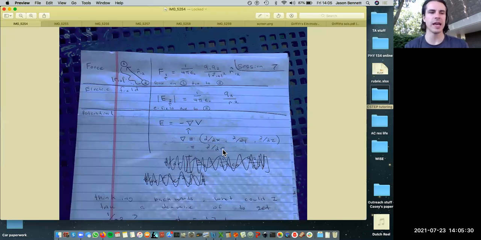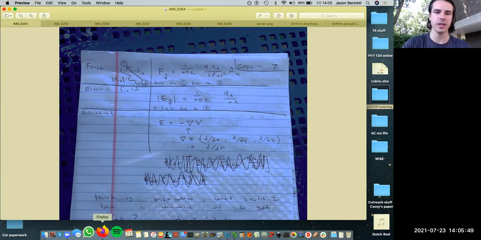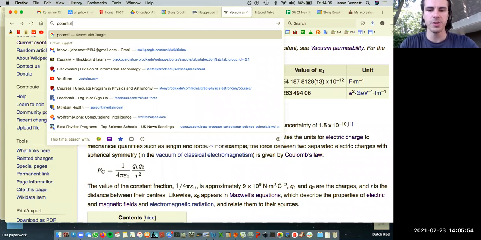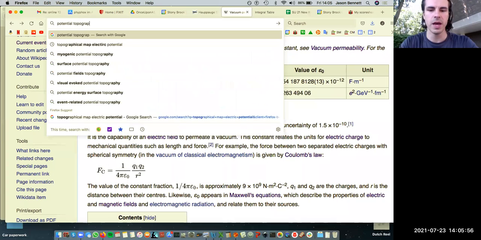If you look at dV over dr, that's just the rise. The dV is how much those numbers change, and dr is the distance it travels. So it's the rise over the run, and E is just the slope, how quickly it changes. Let me look up a picture for you: potential topographical map.